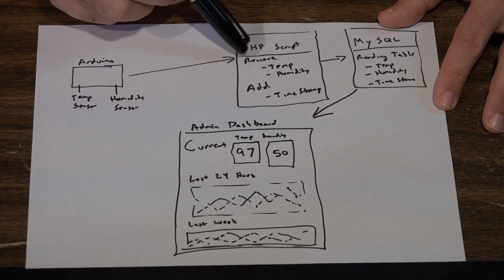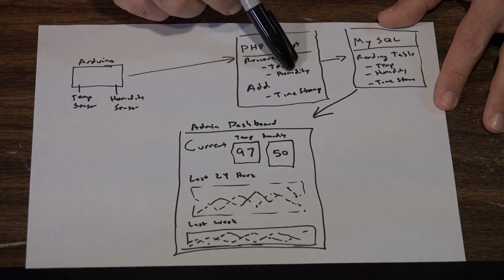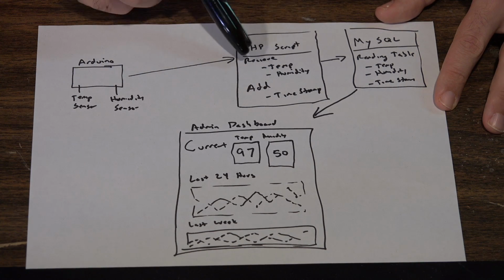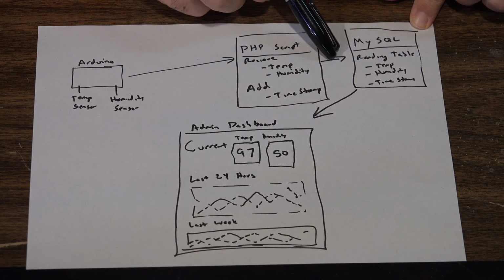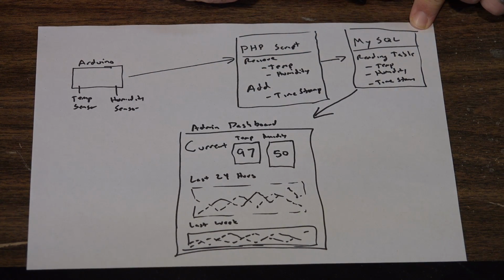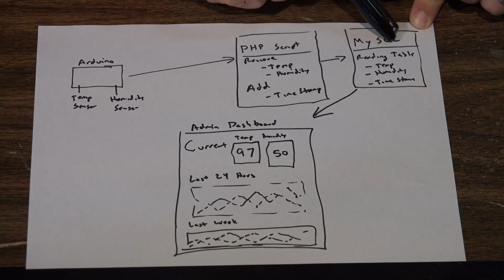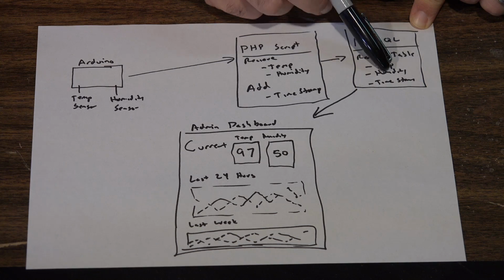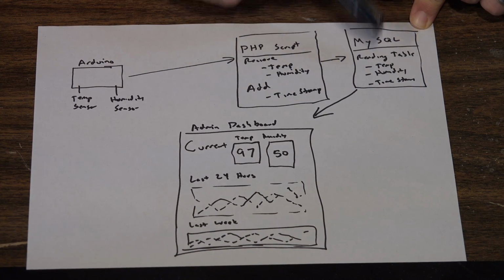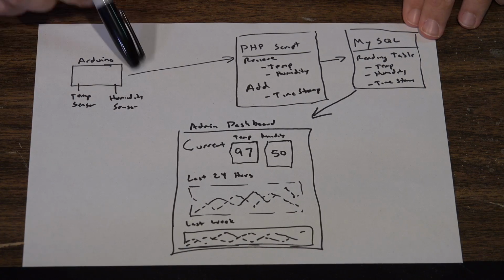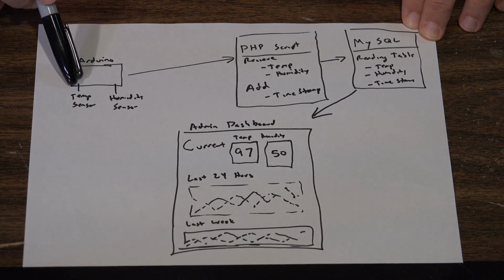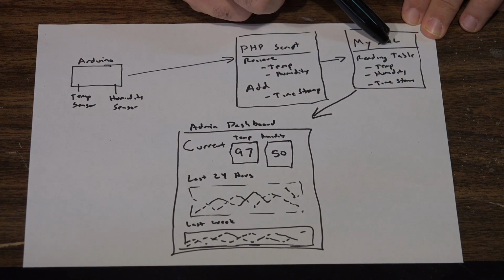So I have the PHP script. It's going to receive the temperature from the Arduino. It's going to receive the humidity from the Arduino, and then it's going to add a timestamp. It's then going to send its data to a MySQL database. There's going to be a table called reading. That reading table is then going to get the temperature, the humidity, and the timestamp that has been added from the PHP script. So basically, this is how the information will go. The values will go from the Arduino to the MySQL database table.